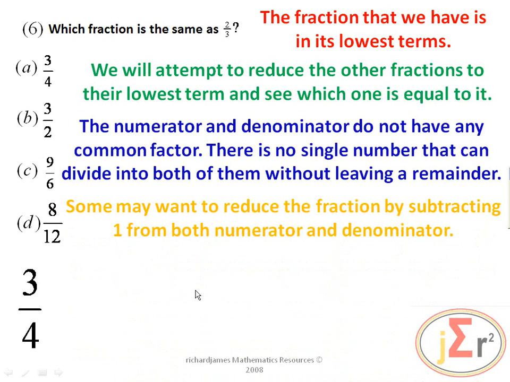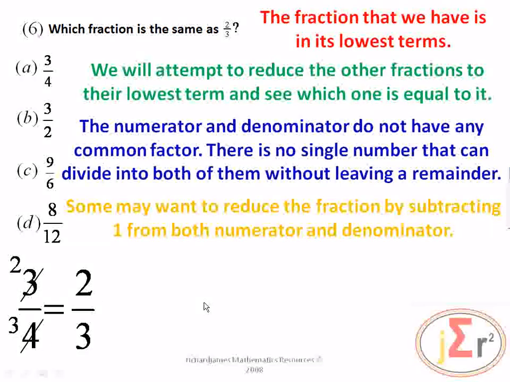Now, in mathematics, students who do things incorrectly may want to reduce the fraction by subtracting 1 from both numerator and denominator. So let us look at this. If we do that, say subtract 1, 3 minus 1 is equal to 2. And if we subtract 1 from 4, 4 minus 1 is equal to 3. Right. So what do we get for our answer now? The answer that we get by reducing the fraction in the manner that we just did is 2/3.